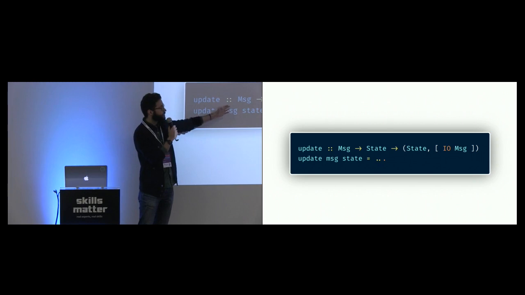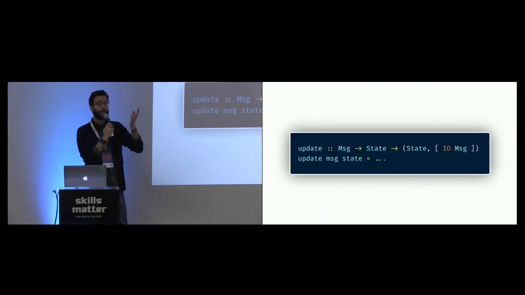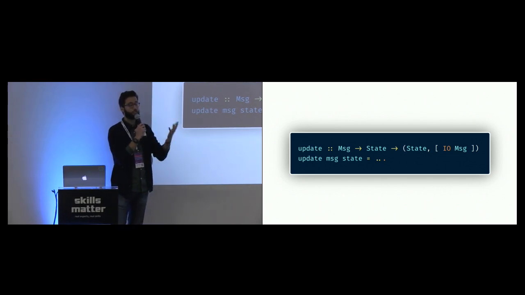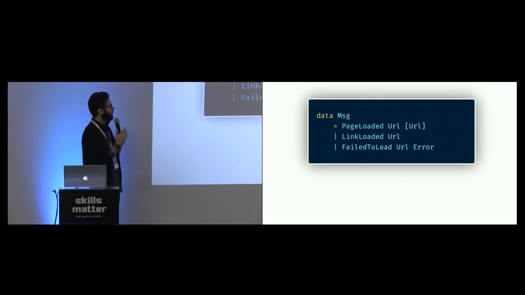We have a message type which is defined by us and just represents all the events that may happen in our program, and we have our state, and then with that we should be able to come up with a new state and a list of actions to be performed. So let's go for our message type.